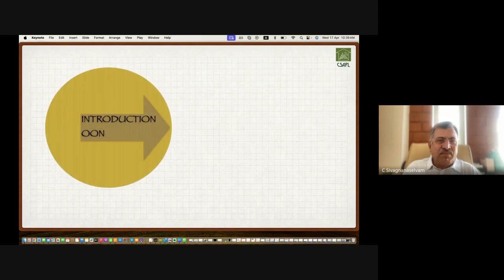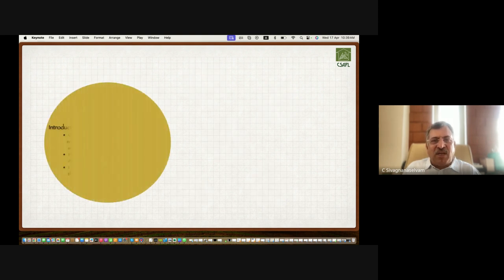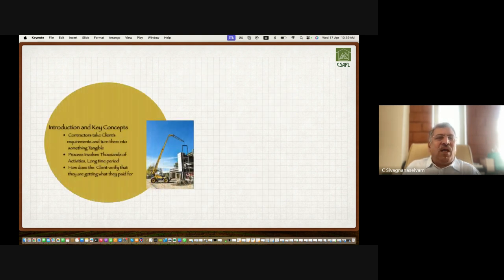Then the introduction to this. You have to introduce them to the key concepts and make them understand the importance. The project life cycle is most important for them to understand, and quality, until completion of the project. Introduction of key concepts: contractors take clients' requirements and turn them into something tangible. This I need not explain to you. Probably it might have been taught to you in college itself.